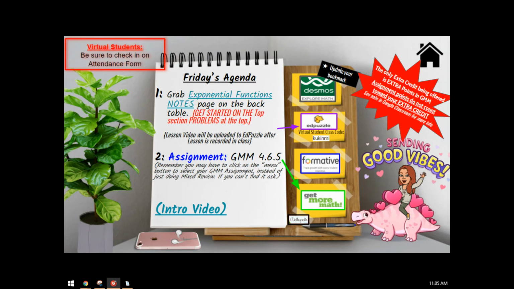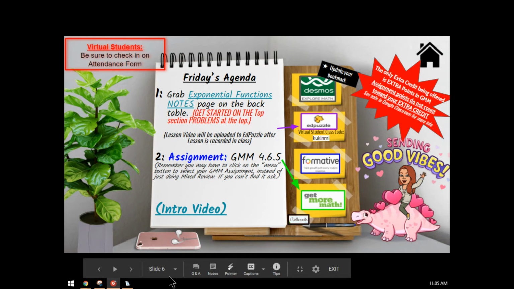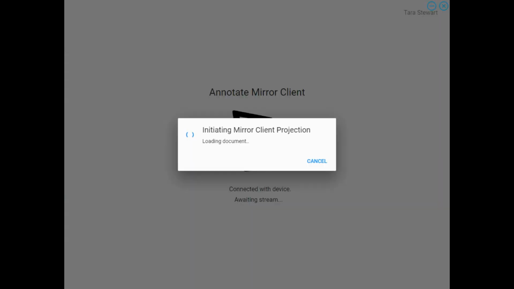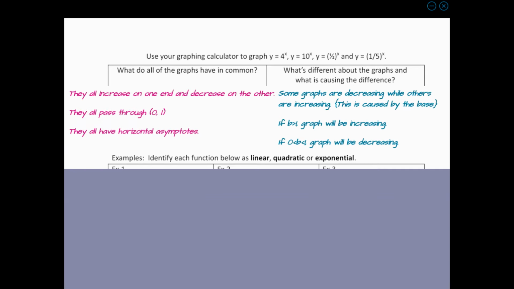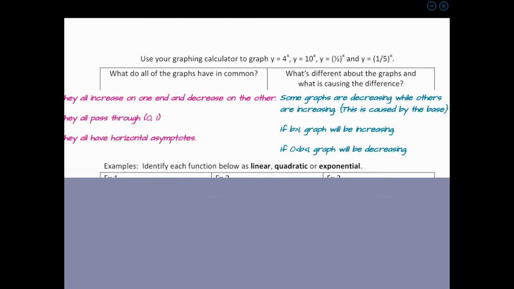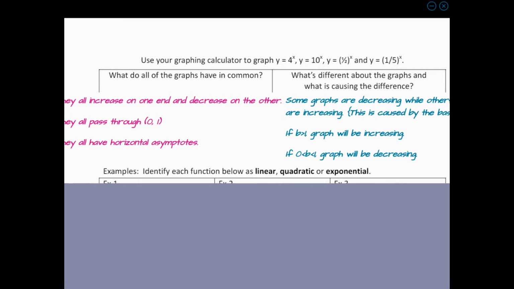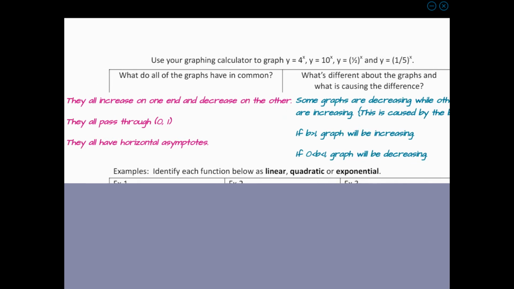On your notes there, it asks you at the top, what do they have in common? Well, we noticed that they all increased on one side and decreased on the other. The other thing they have in common is that they all passed through the point (0, 1), and they all leveled out, which means they all had horizontal asymptotes.